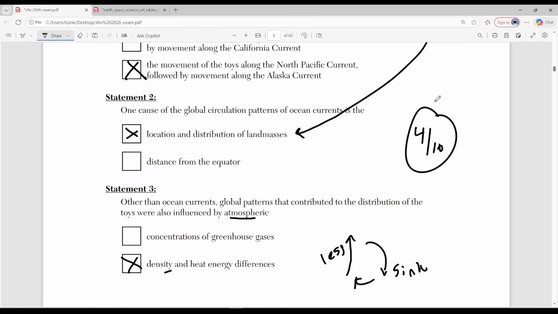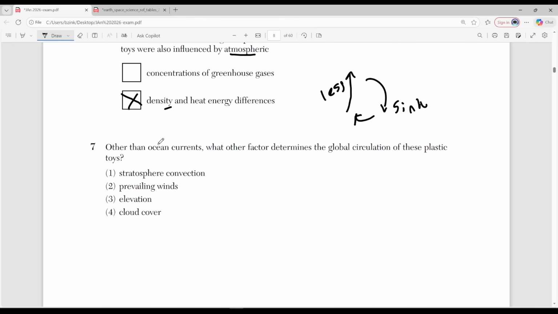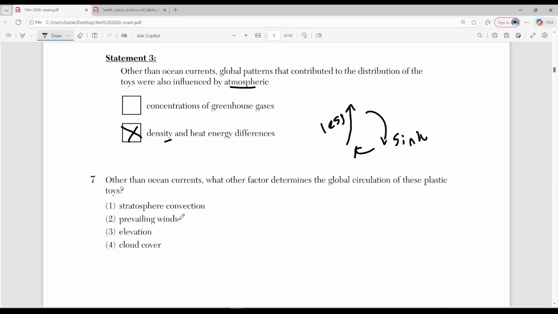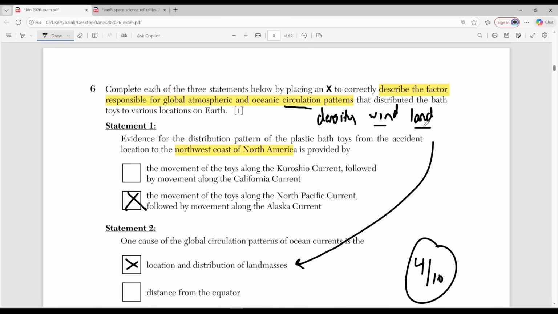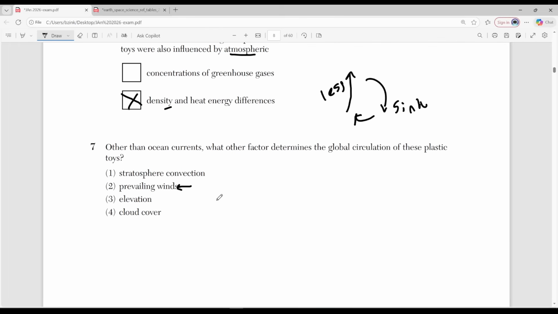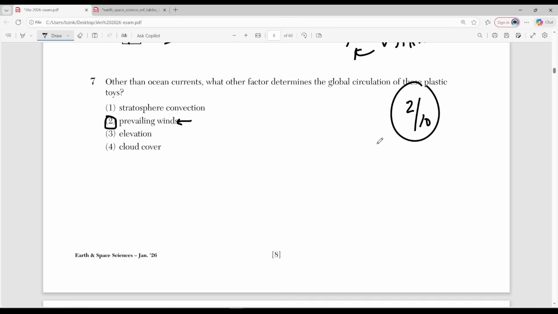So far, no really crazy questions. Other than the ocean, what factor also determines the global circulation of the... Oh my gosh. Boom. Look at this. I swear I didn't... That is literally the 3 things. Right? So the wind. The wind changes the ocean currents. So that's so important. So that was so easy. So this was a 2 out of 10. That's a nice cluster. We like that cluster.